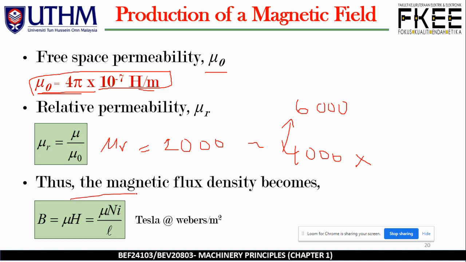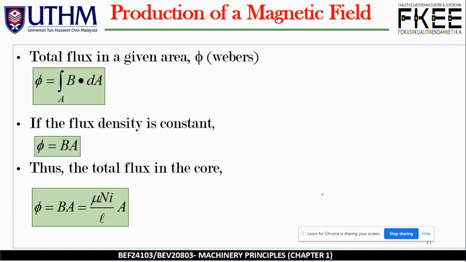Thus the magnetic flux density becomes B equals mu H, so we have mu Ni over L, where this is from H. The unit is Tesla or Weber per meter squared. Then the total flux in a given area, phi, has Webers as the unit. This is the integral over A of B dot dA.